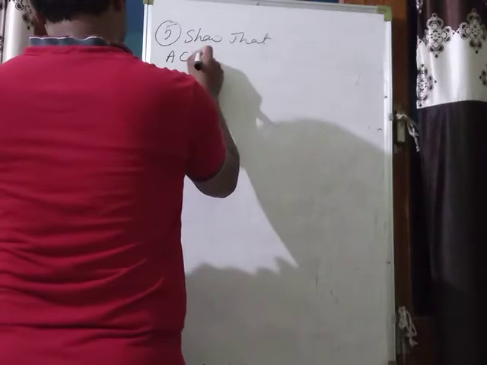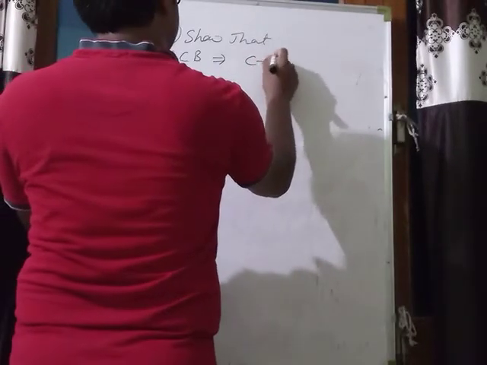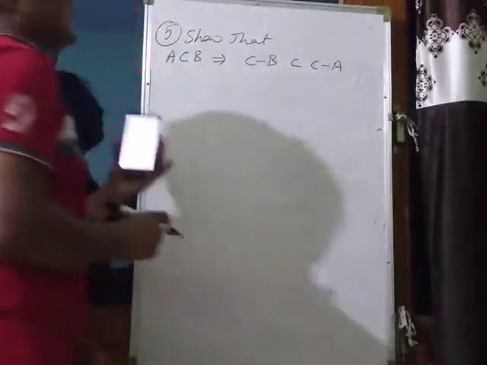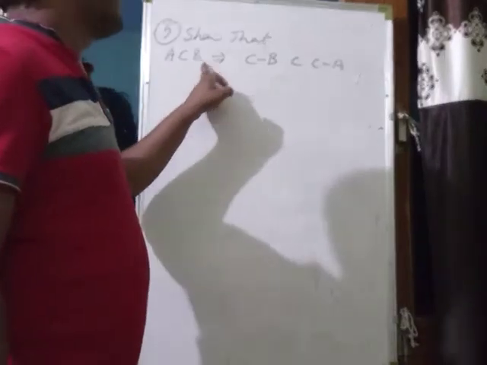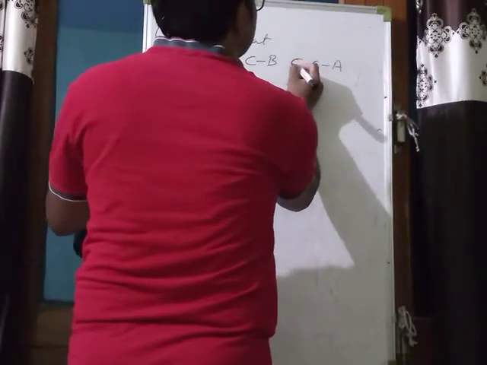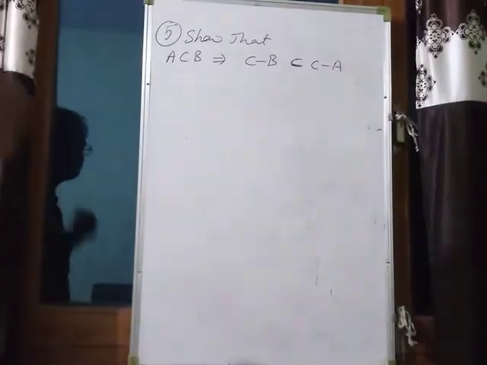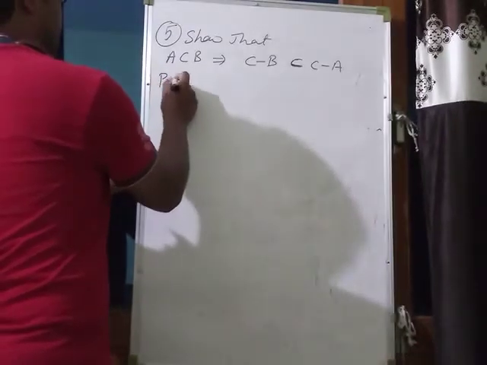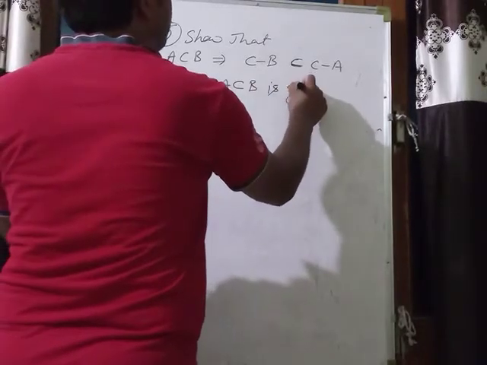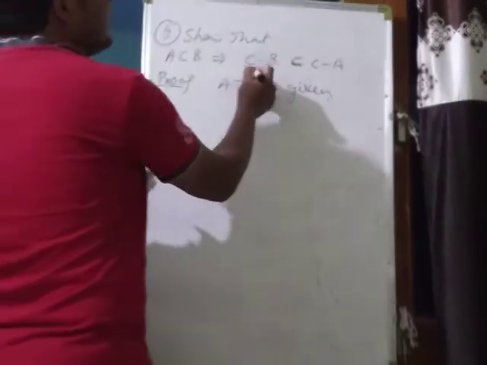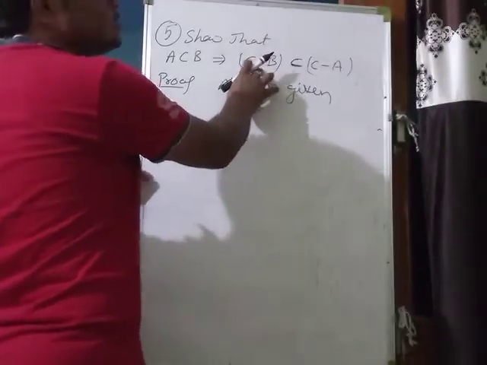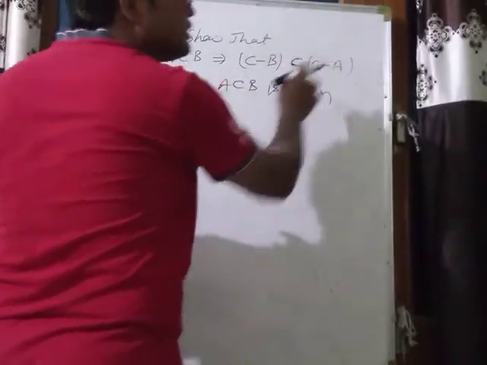If A is subset of B, then C difference B is subset of C difference A. A is subset of B, then we have to show that C difference B is subset of C difference A. Okay? See its proof. A is subset of B is given. Okay? Now we have to prove that C difference B is subset of C difference A. So we have to prove that each element which belongs to C difference B must belong to C difference A.